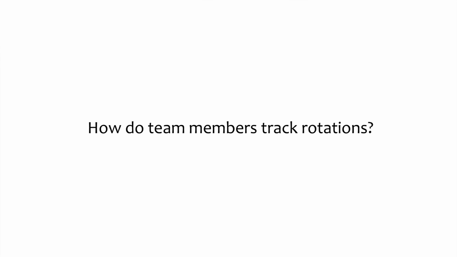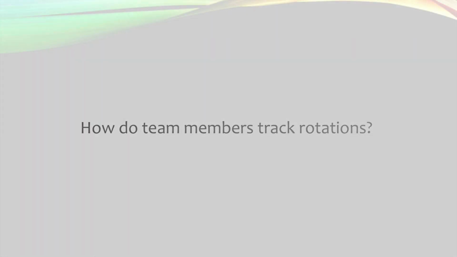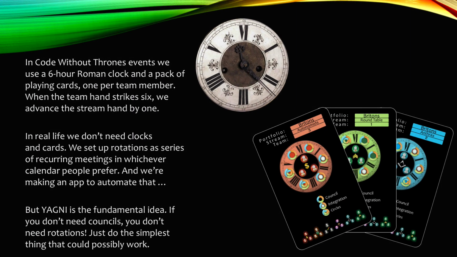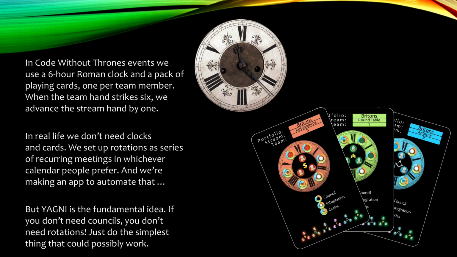In Code Without Thrones and Business Without Thrones events, we use a 6-hour Roman clock and a pack of playing cards, one per team member. When the team hand strikes 6, we advance the stream hand by 1, just as if it was a normal clock. The cards tell us what we're supposed to do next.